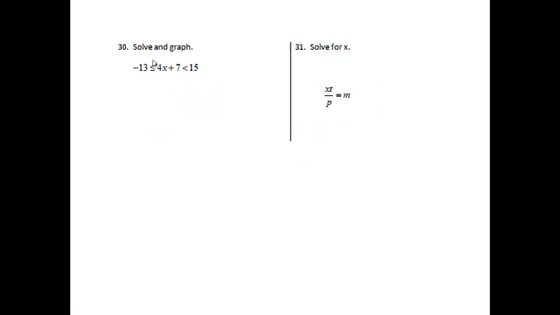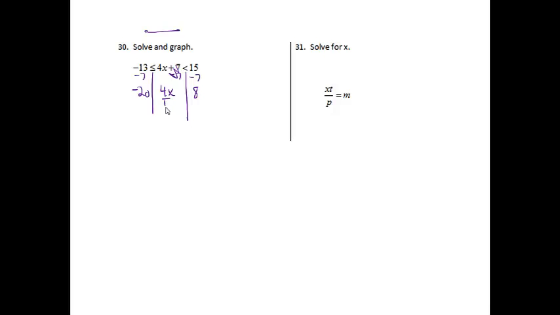Okay, number 30, solve and graph. We've got negative 13 is less than or equal to 4x plus 7, which is less than 15. This is a connected problem, so I know when I'm done I'm going to have some sort of connected graph. I like to draw lines down my signs. So remember, our goal is to get the x by itself in the middle. So the first thing that I'm going to do is subtract 7 to all 3 parts. Negative 13 minus 7 is negative 20. These are gone. I'm going to get 4x in the middle. 15 minus 7 is 8.